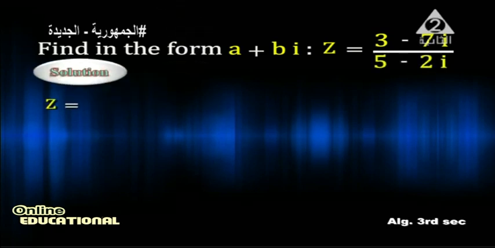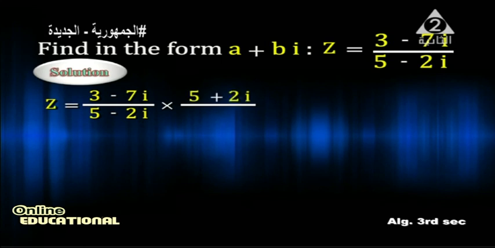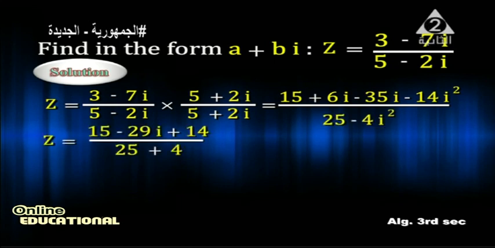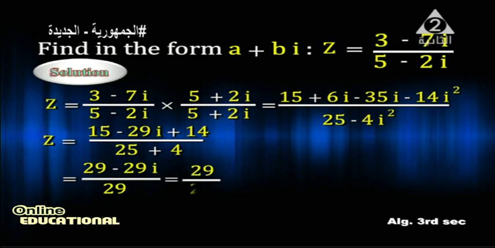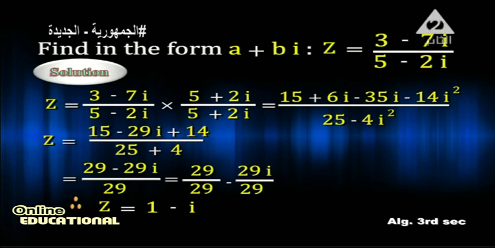Find in the form a plus bi if z equals 3 minus 7i over 5 minus 2i, by using a calculator, or multiply by the conjugate of 5 minus 2i up and down. z equals the fraction 29 minus 29i over 29, or 29 over 29 minus 29 over 29i, equals 1 minus i. z equals 1 minus i, in algebraic form, a plus bi.